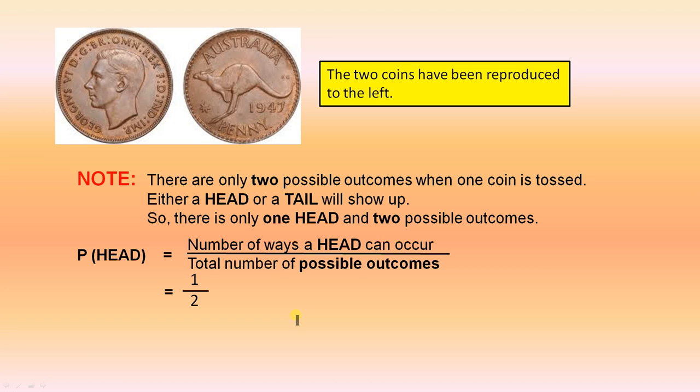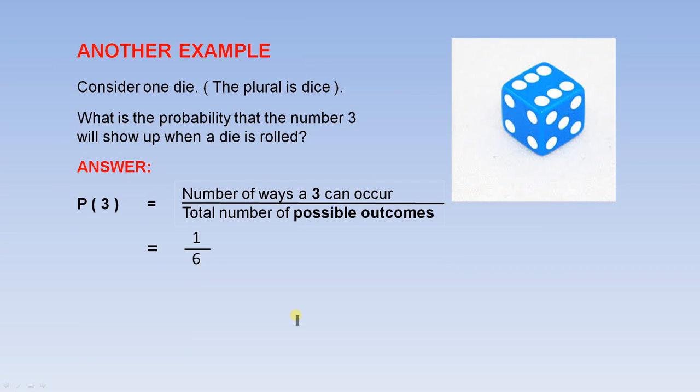Now some people might say 50%. That is quite acceptable. Others might say 0.5 in the form of a decimal. That is also acceptable. Another example.